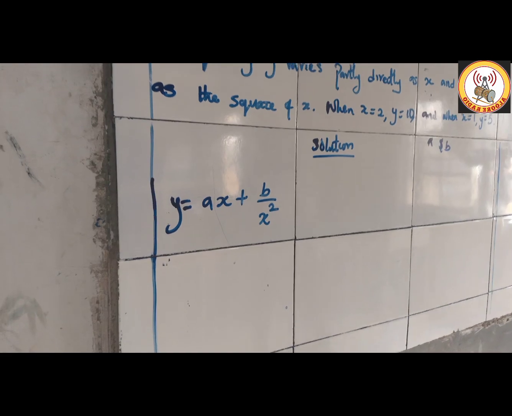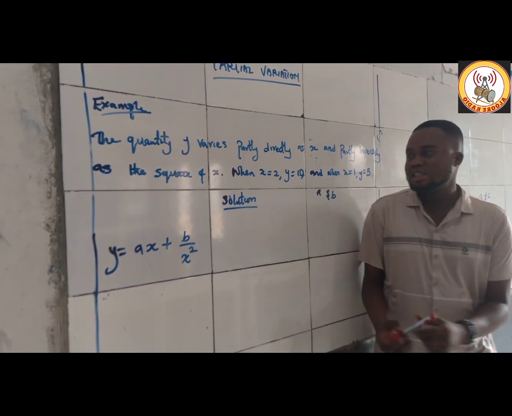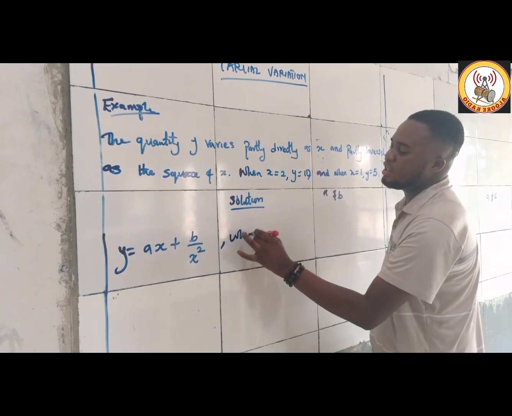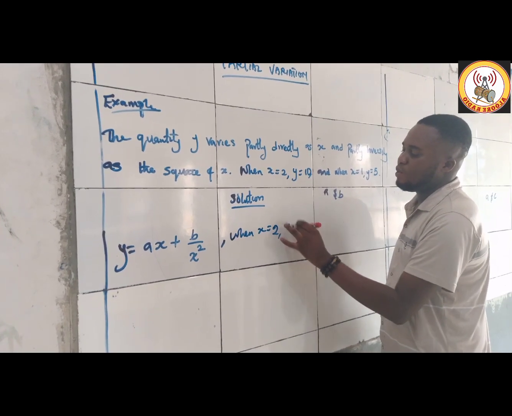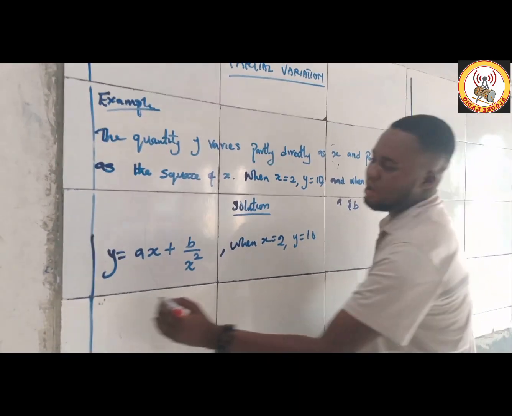I've explained that early. So now let's input our parameters. We have when X equals 2, Y equals 10. Now let's go with this first. Now our Y is what?